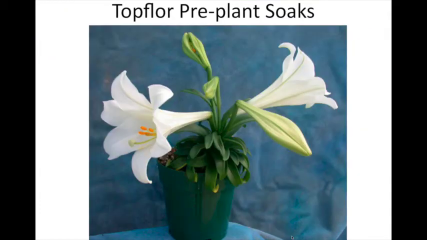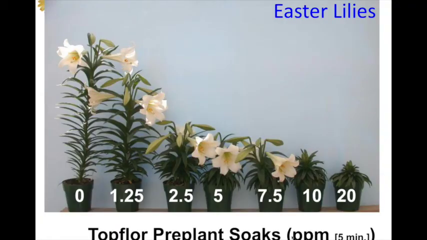Now, we did a lot of work trying to develop pre-plant bulb soaks with top floor on Easter lilies. We started the trials using the original Stargazer rates, and we said, oh, this should work, and it nailed them. That was the lowest rate, and it nailed them. So then we came back through, and we did another study, and we got a great response. And we said, man, this is dirt cheap.